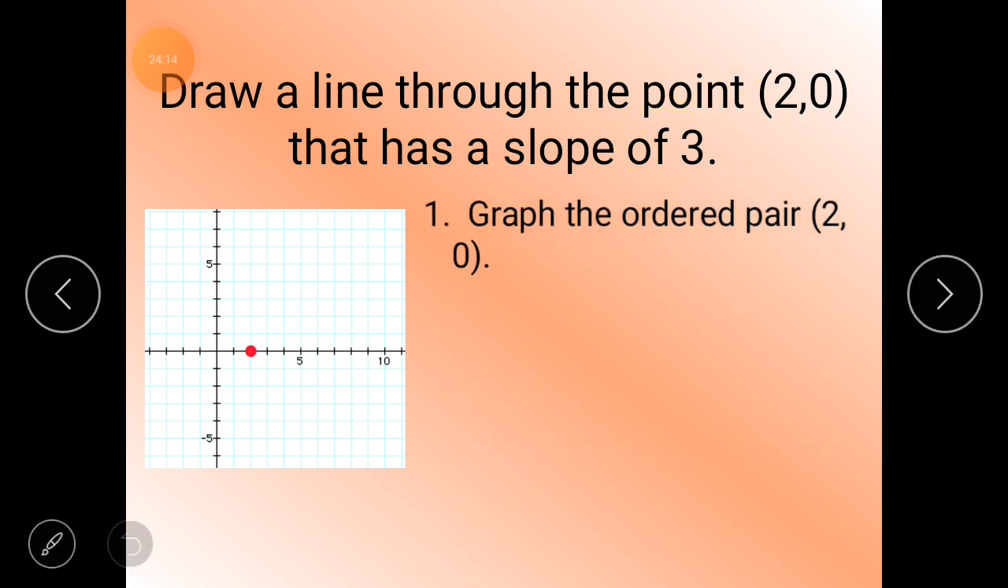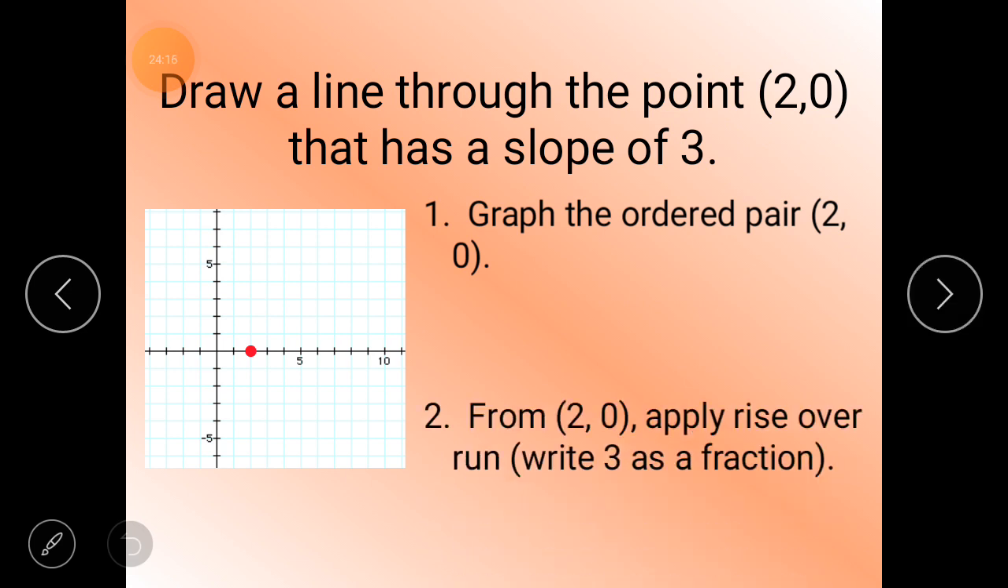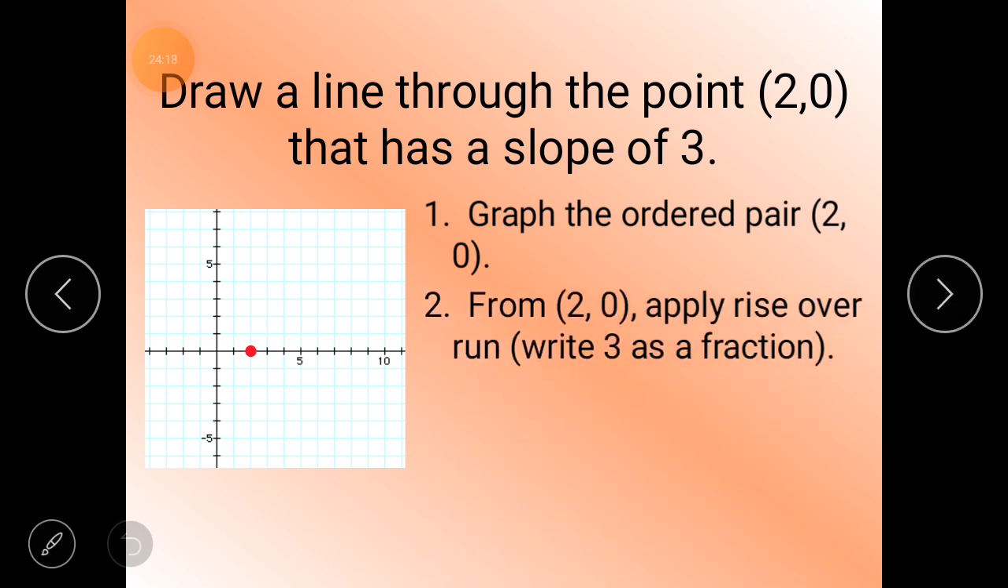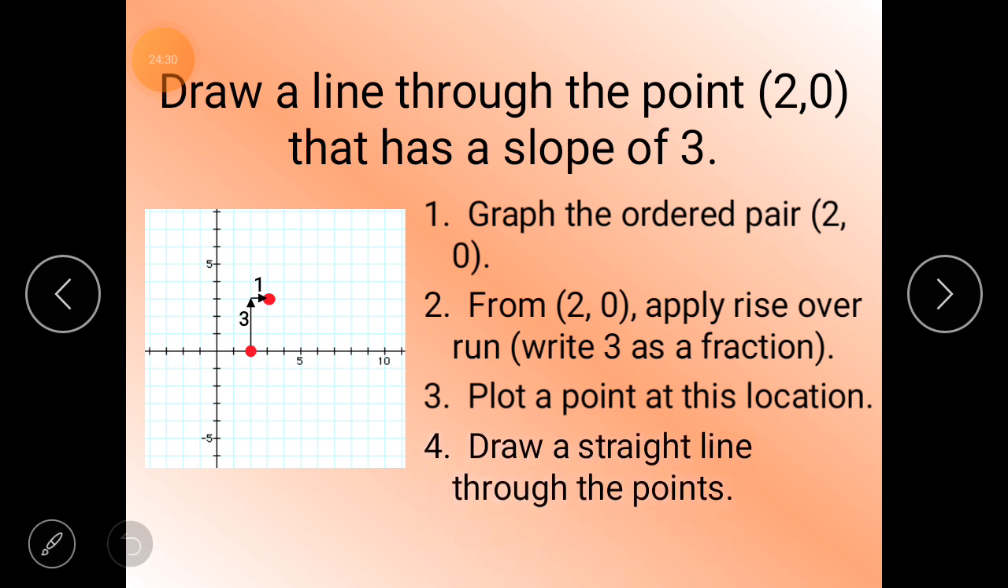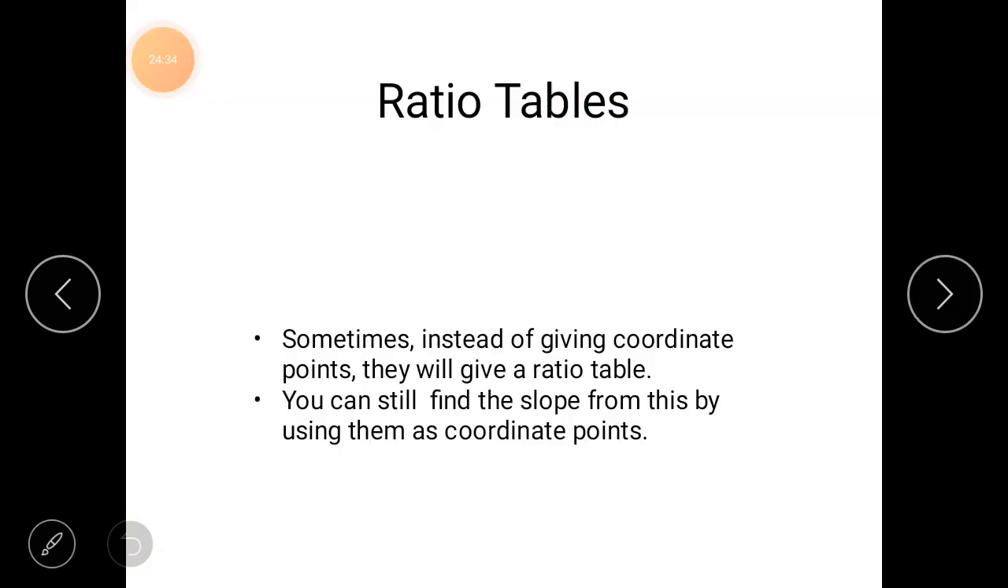Graph the ordered pair (2, 0). It's there. From (2, 0), apply rise over run. So write 3 as a fraction, so 3 rise and 1 run. Plot a point at this location. Then draw a straight line through the points. Okay, so that's it.